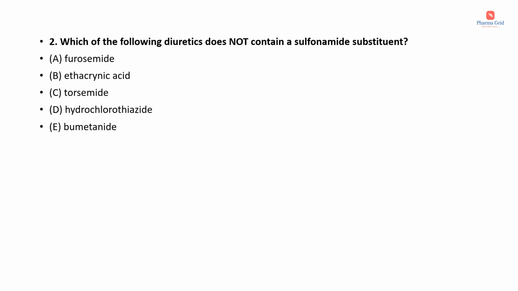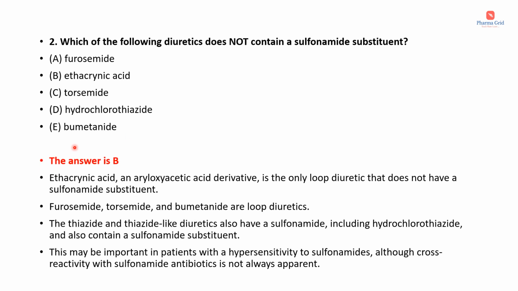Which of the following diuretics does not contain a sulfonamide substituent? Options are furosemide, ethacrynic acid, torsemide, hydrochlorothiazide, bumetanide. Correct answer is option B, that is ethacrynic acid.